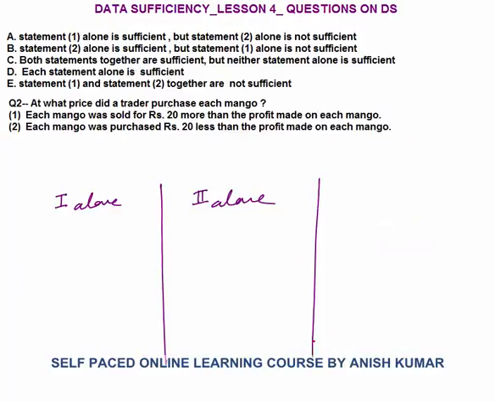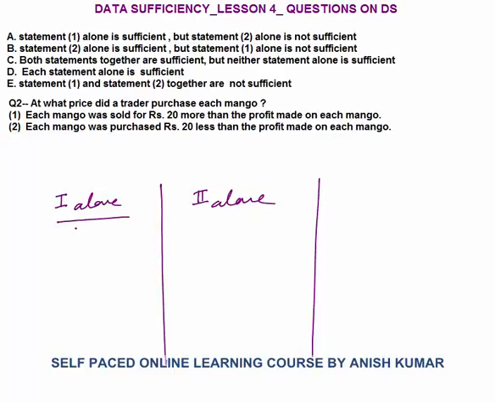Now question 2 is, at what price did a trader purchase each mango? Now you should pause the video, try to solve yourself. It will be online practice for you. Now first I will try to solve this question by one alone. I need to tell at what price the trader purchased, meaning I need to calculate the cost price for each mango. First we have to go for one alone.